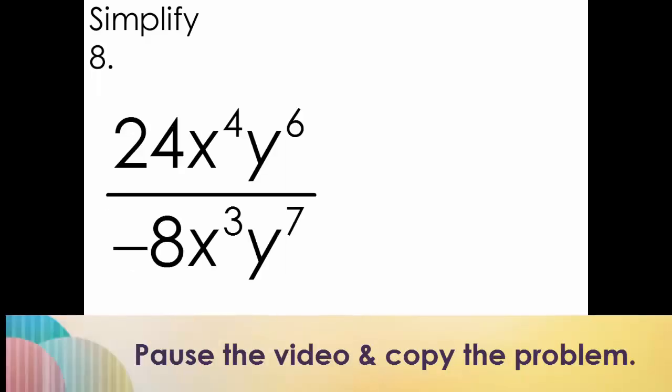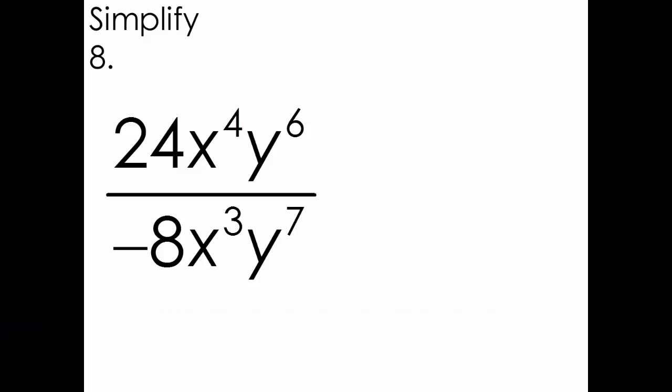Copy down example 8. So in this one we have x's on top and bottom, y's on top and bottom. We will be subtracting their exponents. Wherever the higher exponent is, that's where the leftovers go. The 24 and negative 8 can be reduced.